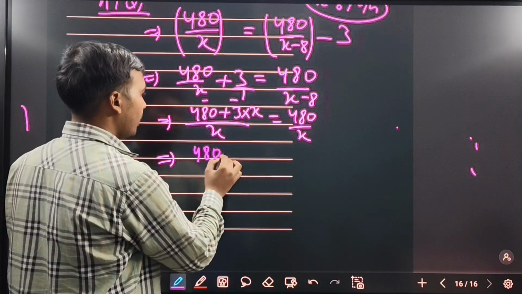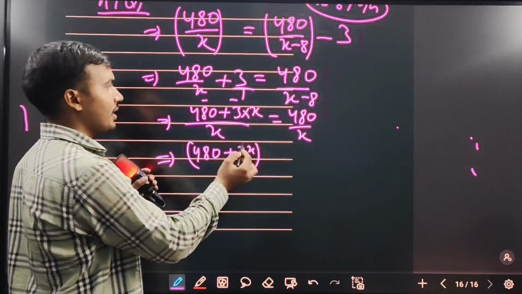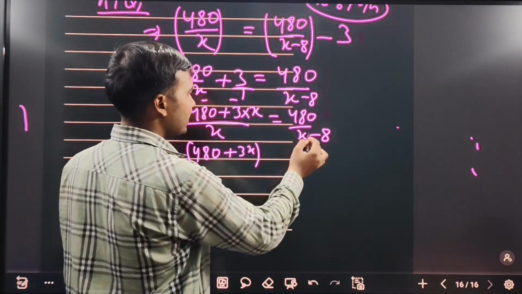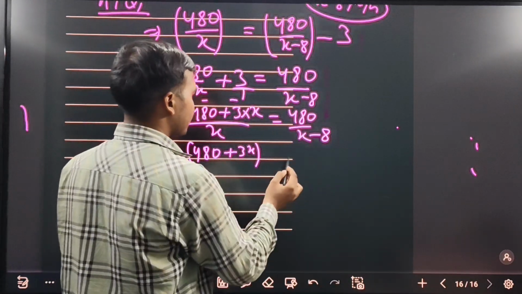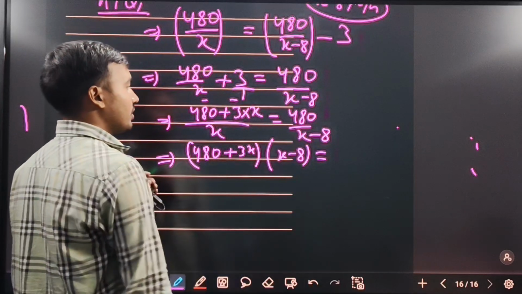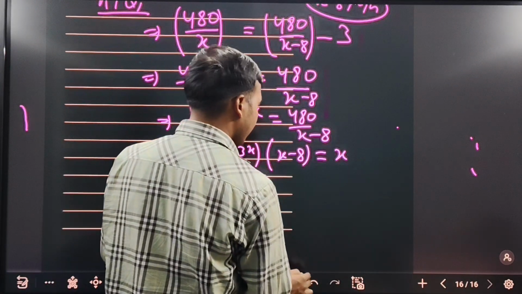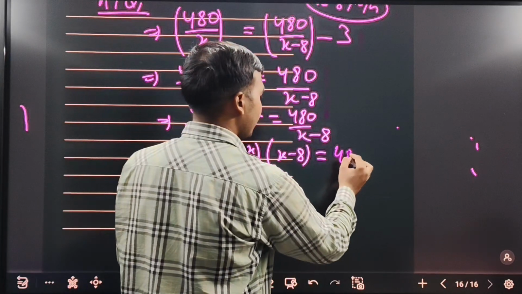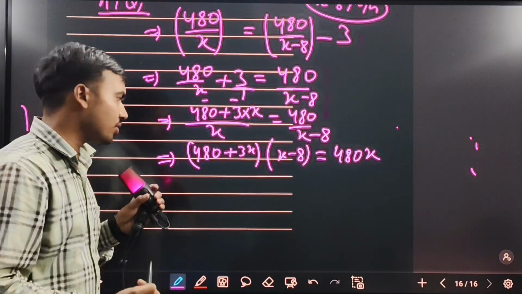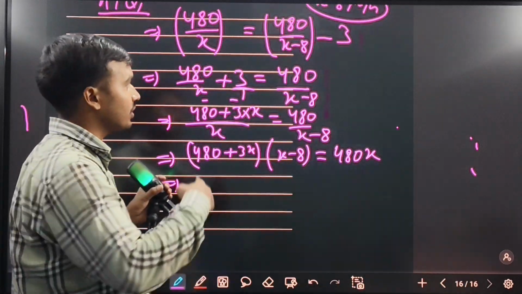480 plus 3x, and this term x will be multiplied. Here it is x minus 8, 480 by x minus 8. So x minus 8 will be multiplied, and on the right hand side 480 into x, you will get 480x. Now you will solve this equation and you will get the required quadratic equation for the given question.